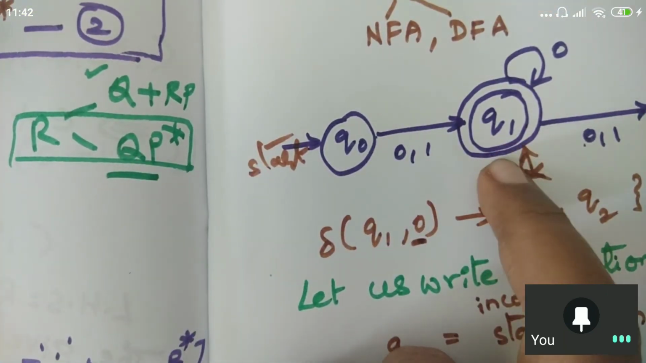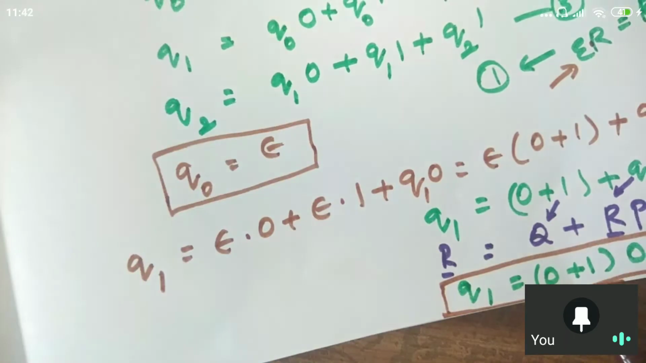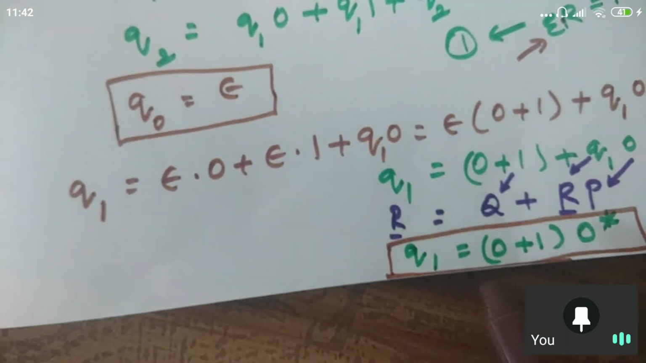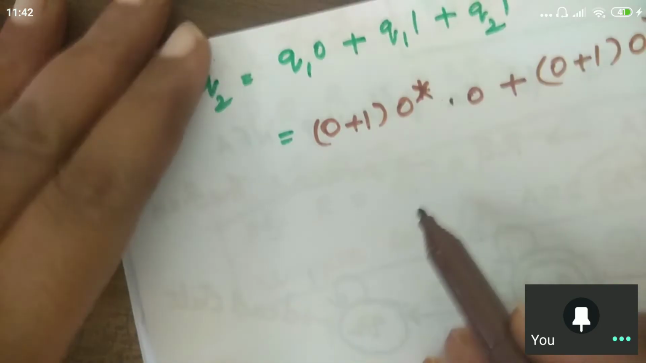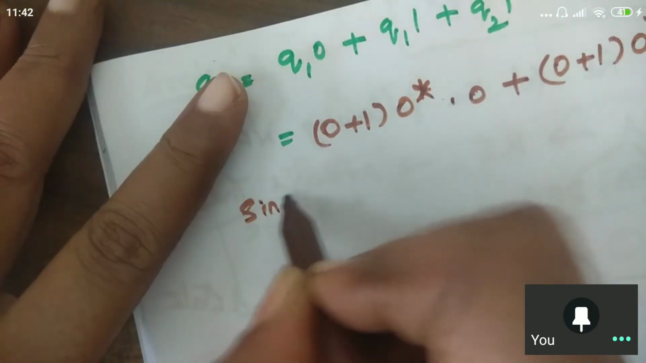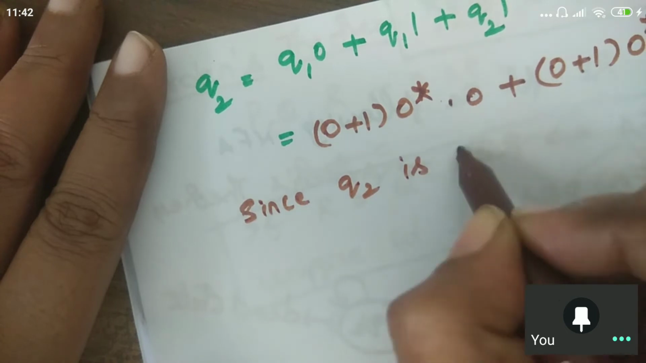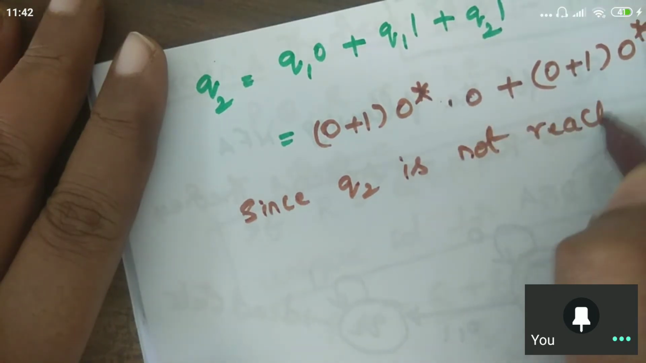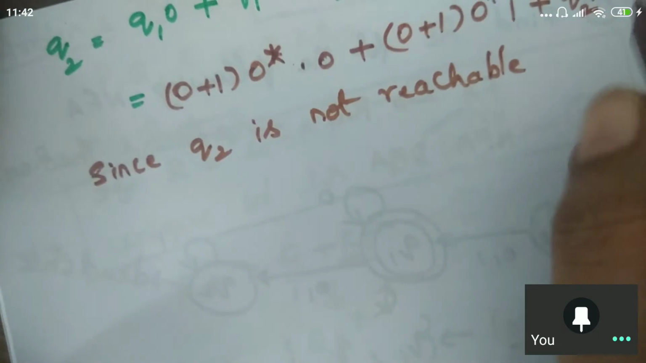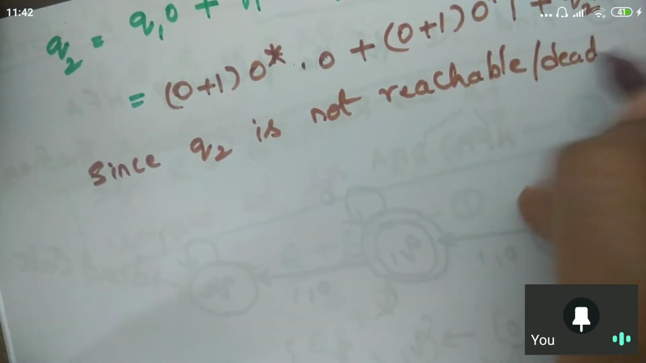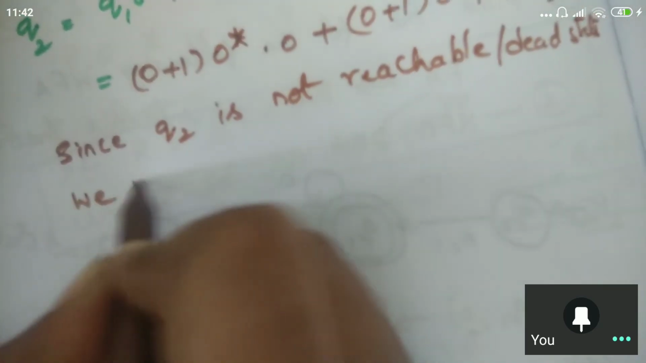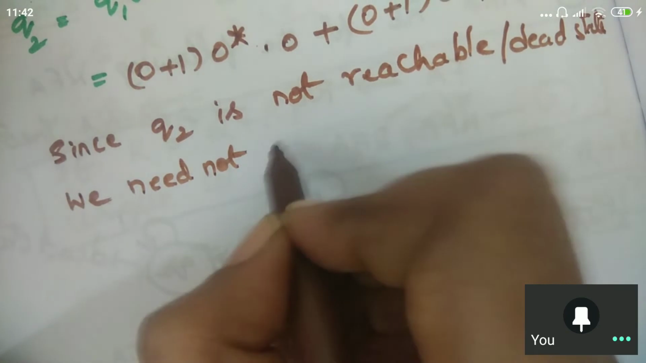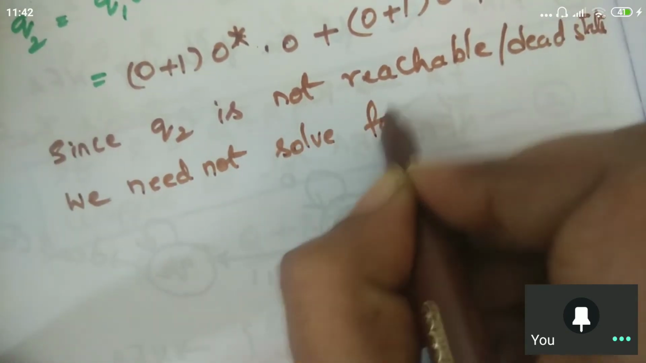Here q1 is the final state. So whatever is the value you obtained for q1, this is the value for q1 that we got. So this will become our regular expression. Okay. So since q2 is not reachable, or we can also call it a dead state, we need not solve for q2.